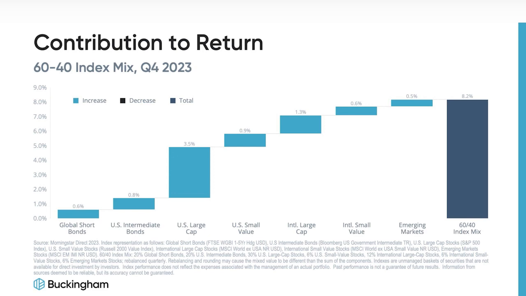This resulted in the 60-40 index mix achieving a return of 8.2% versus the total U.S. market return of 12.1%. The portfolio thus is able to achieve about 68% of the stock market return, while also being exposed to only 60% of the stock market's risk.